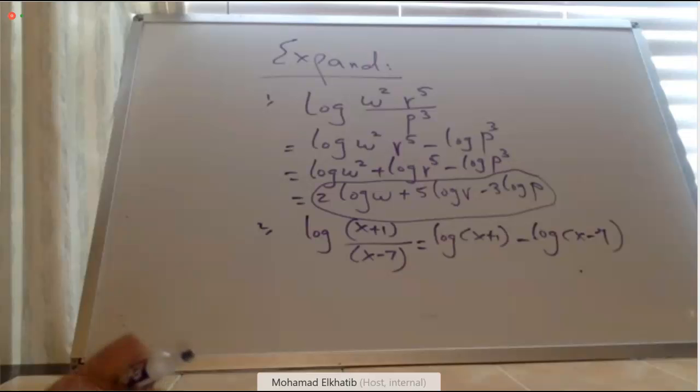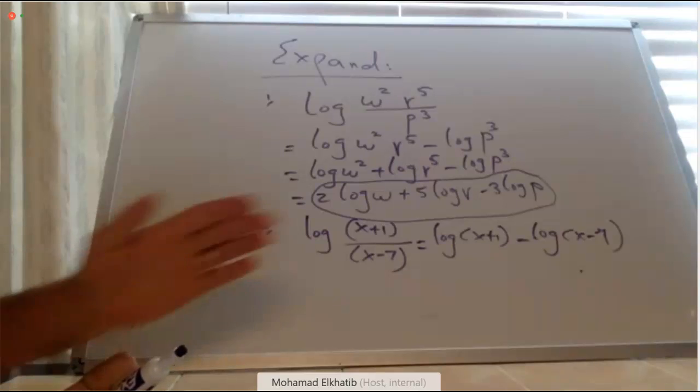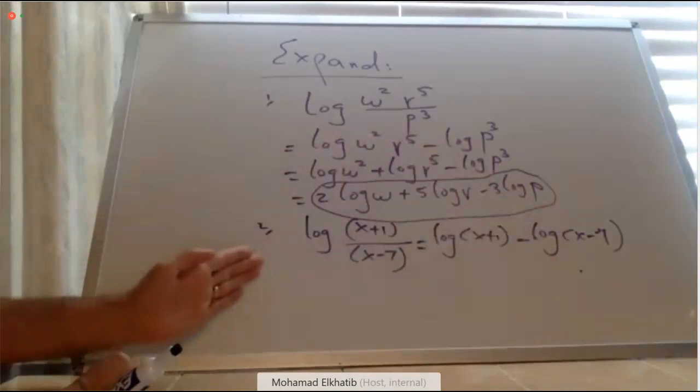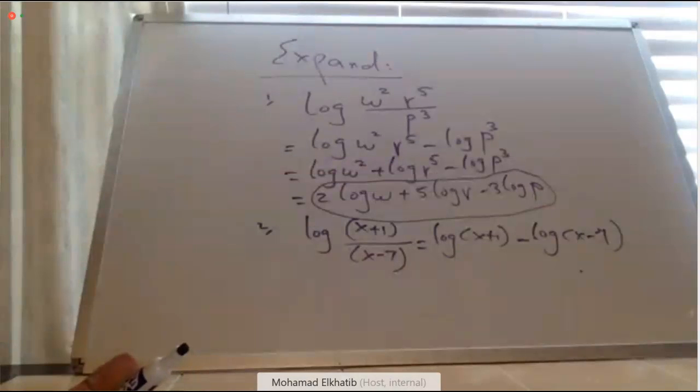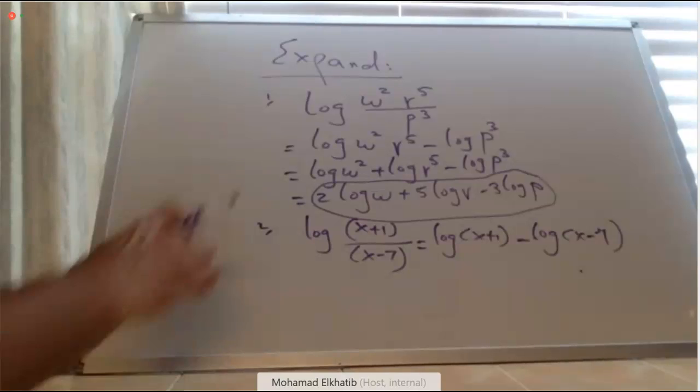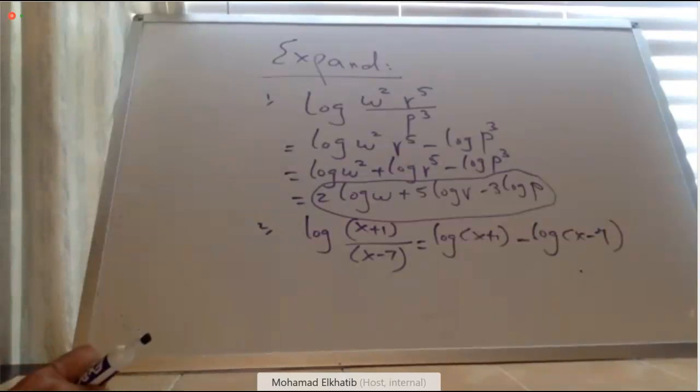Because after this, now we're going to work backwards. We're going to go from expanded forms to the original form. Now I'm going to give you a problem. You're going to make it what? A single log. That's what we're going to do next, but I want to be sure you guys copy this and ask questions if you have any.